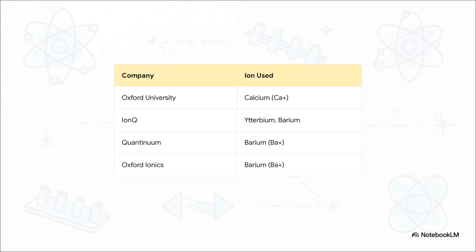Quantinuum and Oxford Ionics are deeply invested in barium. They're all using a sophisticated mix of highly calibrated lasers and microwaves to control these ions. But here's the catch. Simply picking a great element like barium isn't enough to build a stable computer when the stakes are this high. The rabbit hole goes a bit deeper.